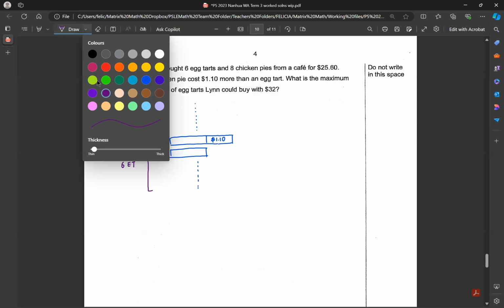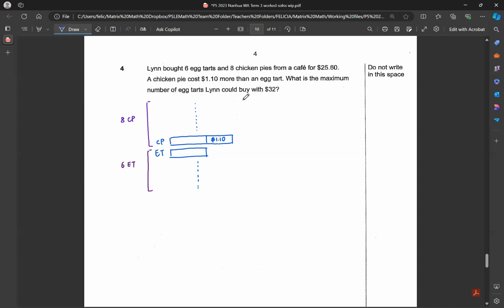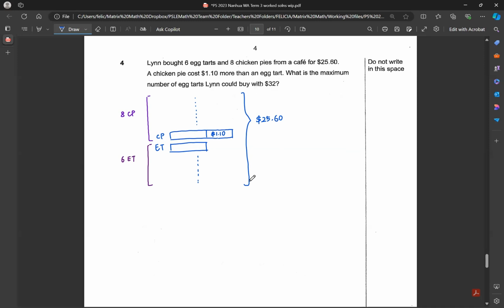Okay, and finally we can label the total amount. So total amount will be this whole entire stretch, which is 25.60. Right? So now with this, our goal is to work out the value of 1 unit for the model. This is our first goal. All right. So of course, based on your comparison model that you have learned in the past, you know that you have to get rid of this extra money first.